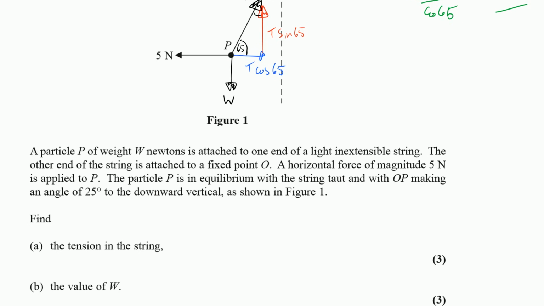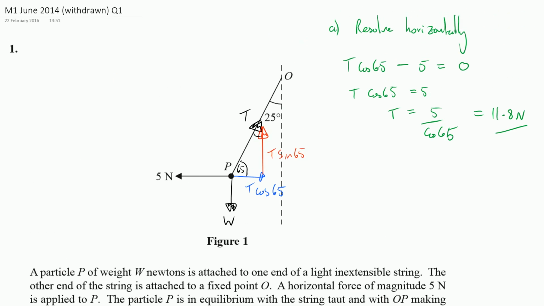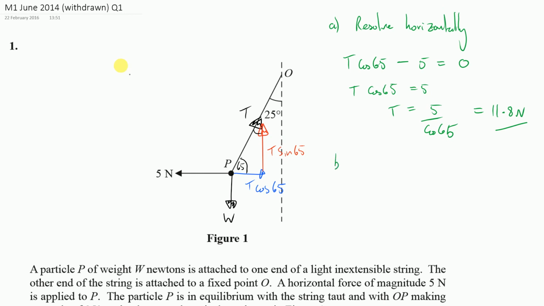Moving on to part B of this question, unsurprisingly I've resolved horizontally. I now want to find the weight, so what I'm left to do now is to resolve vertically. So thinking about all the forces acting up, which is T sine 65, subtract all the forces that are acting down, which is W, and that's again going to give me nothing.